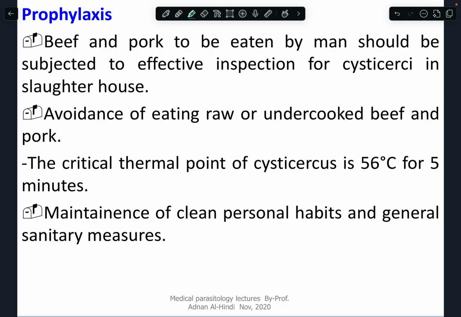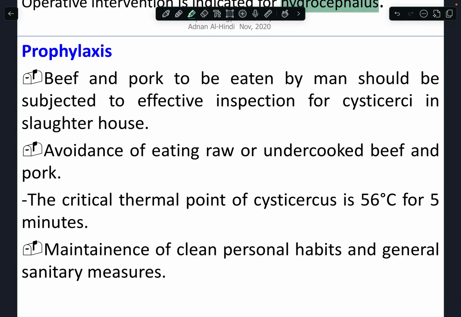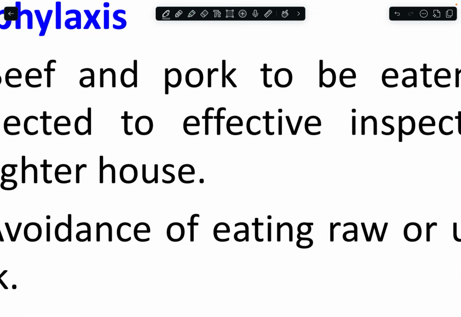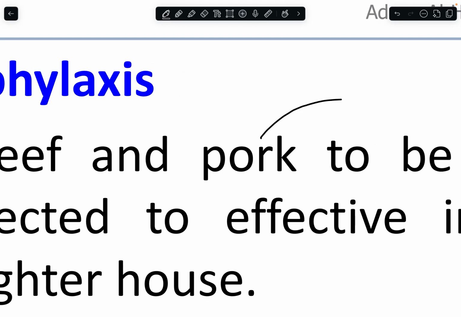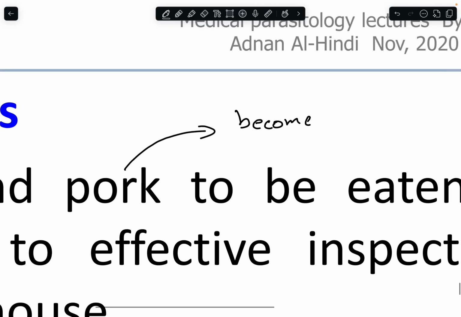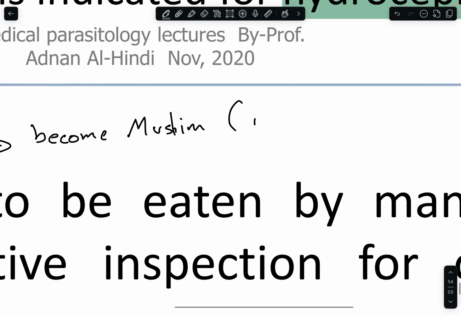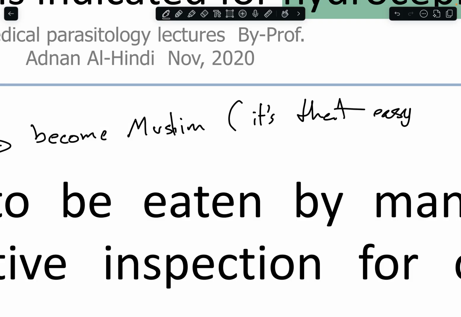Prophylaxis. Beef and pork to be eaten by man should be subjected to effective inspection for cysticerci in slaughterhouses, or for pork, become Muslim. It's that easy.